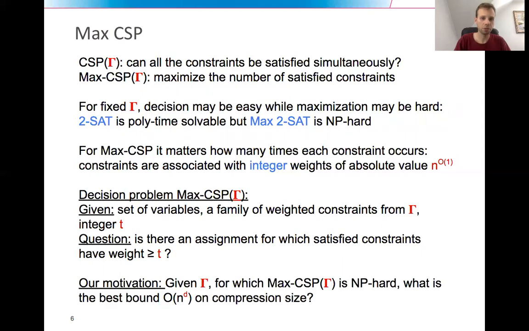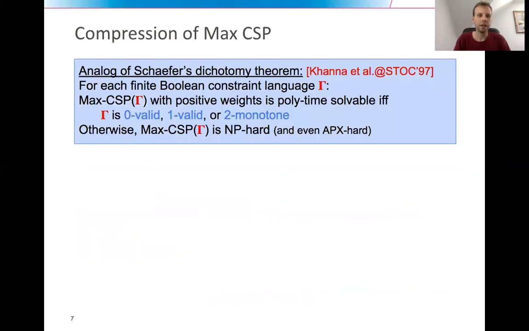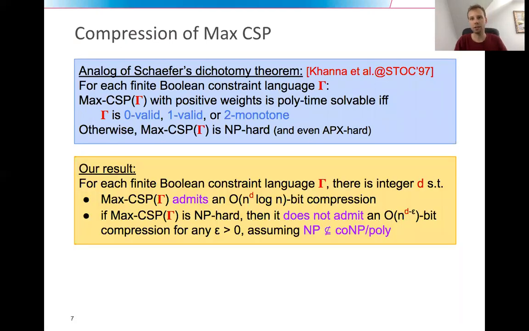And our motivation from a compression point of view is, for a given gamma, what is the best compression upper bound, n to d, depending on gamma. Max CSP admits a similar dichotomy theorem as the regular CSP, and we also know that there are some simple properties of gamma that govern whether it is polytime solvable or NP-hard. And our main result is an extension of this theorem.